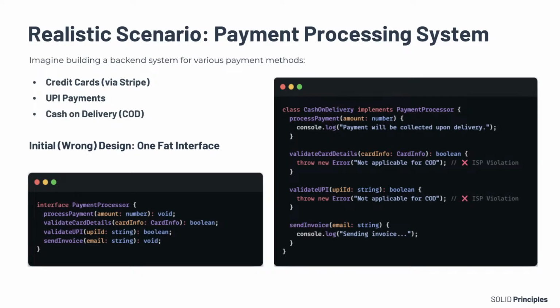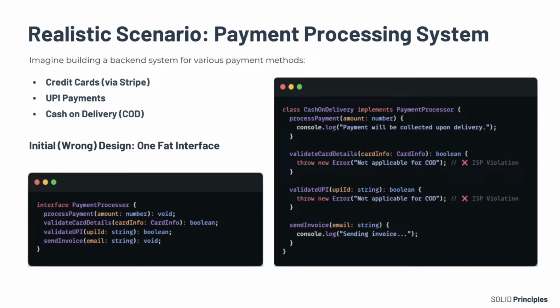Here we will see a realistic scenario in which we can use the ISP principle. Let's suppose that we have an e-commerce website and there are several methods for payments in it. For example, we have three payment methods: credit card, UPI payments, and cash on delivery. Now, if we try to put all of these into one interface, for example, we can see in the first code that we have made an interface named PaymentProcessor. Here we have all four methods in a single interface.